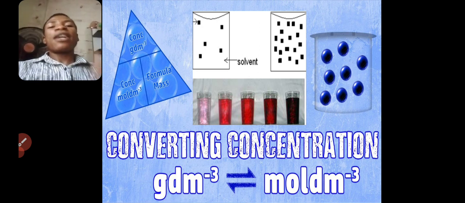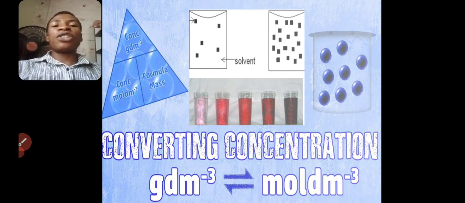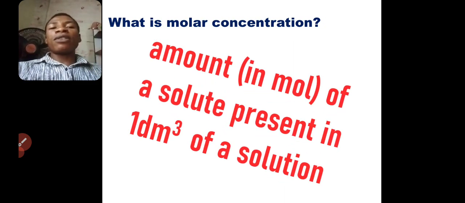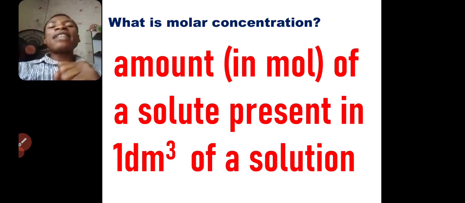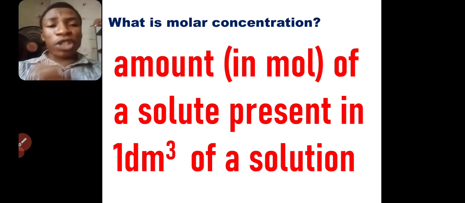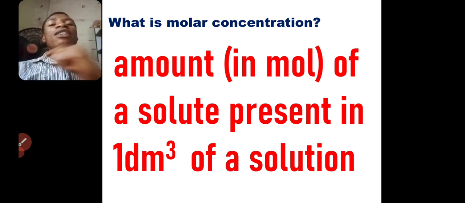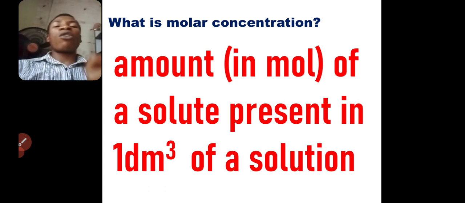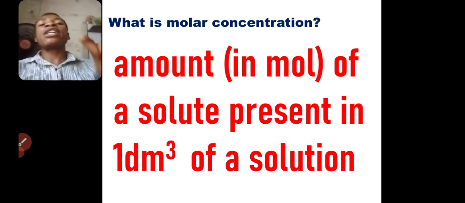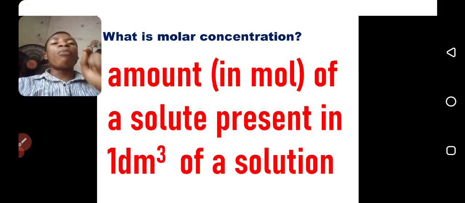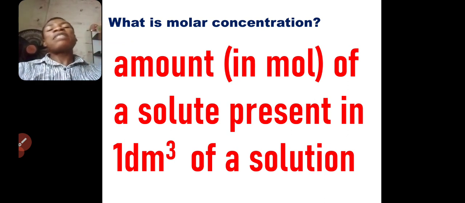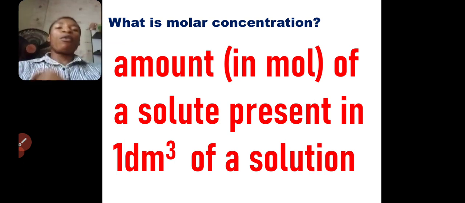To start with, what is molar concentration? Molar concentration is the amount in mole of a solute present in 1 dm cube of a solution. A solute, like I told you in the last class, is what you dissolve in a solvent. The mixture of solute and solvent is called a solution. So for molar concentration now, we are interested in the number of moles of the acid, in this case because that's our solute, that is present in 1 dm cube of a solution.